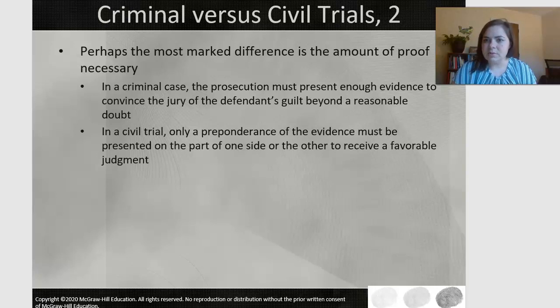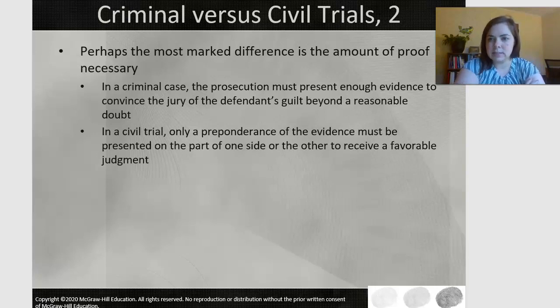The biggest difference is the burden of proof. In a civil trial, we have a preponderance of the evidence, which is 50% plus a feather. If you can convince a jury that you were right or you were injured by a margin of 50% plus a feather, then you have succeeded.